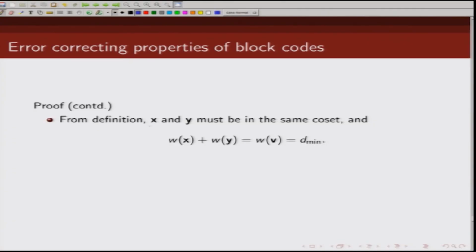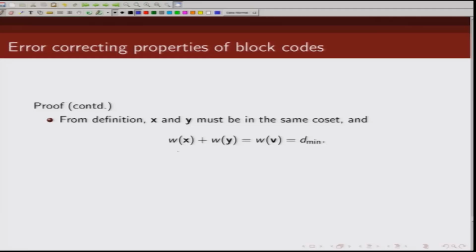So, that is what I said, from definition x and y must be in the same coset, because x plus y is V, which is a valid code word, and we know that if we add any two elements in a coset, their sum is a valid code word. And similarly, the weight of x plus the weight of y is equal to the weight of V, and we have chosen V to be the minimum weight code word. So, this is given by d min.